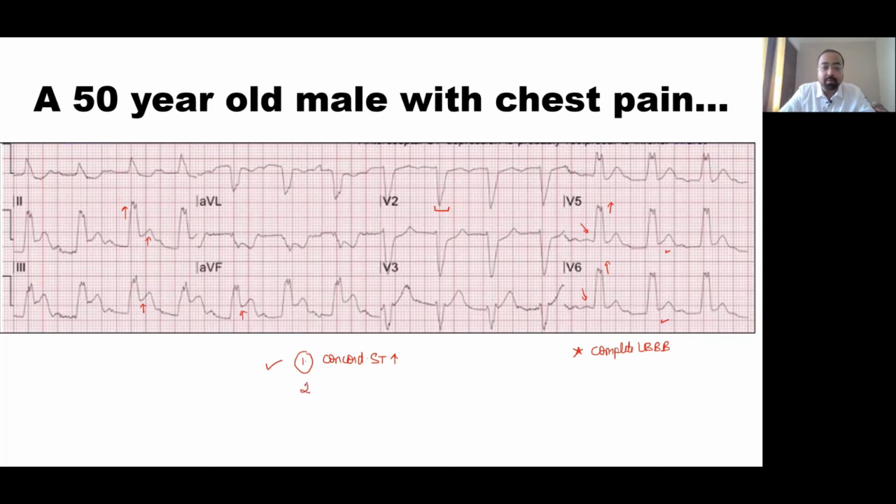However, for discussion purposes, let's discuss the next criteria. A concordant ST depression of at least 1 millimeter in leads V1 to V3. So do we see that?